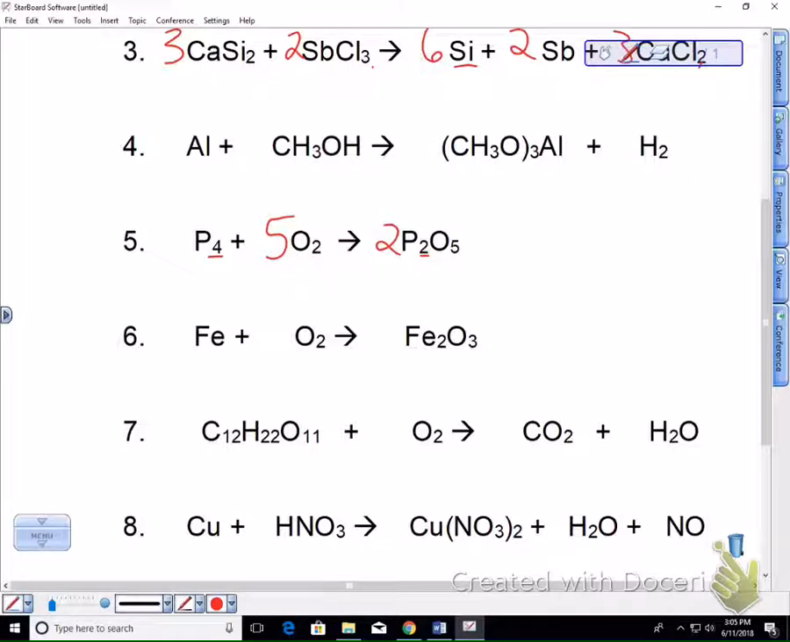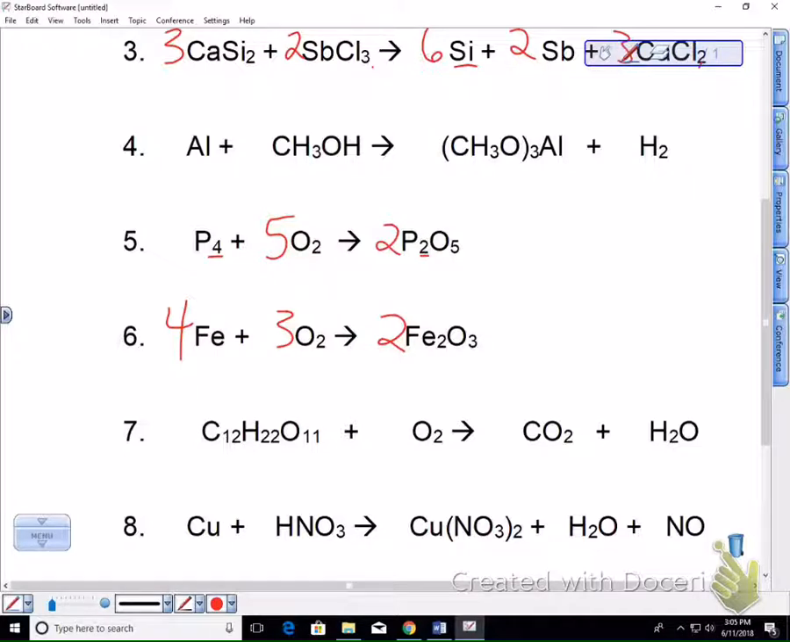Number 6 is almost as easy. My irons are not balanced right now. But here's an example of saving yourself a step. I could fix the iron right now, but that's going to add a completely extra step to this. If you follow my rules of thumb and address the odd, even imbalance first with the oxygens, you can get a 2 and a 3, then you can put a 4 in front of the iron.